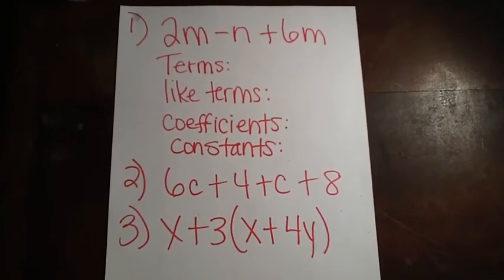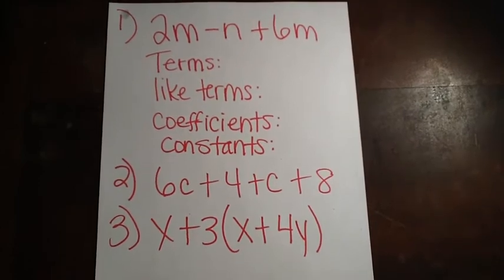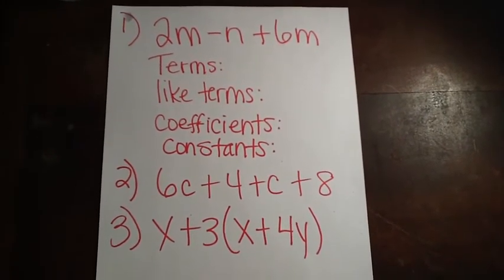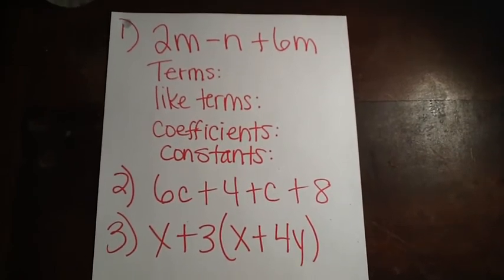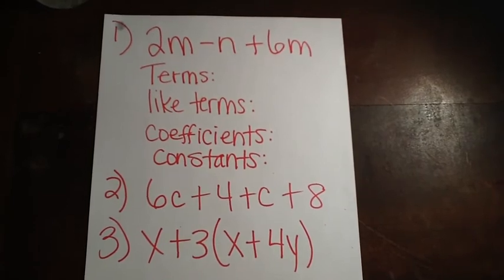So simplify 6c plus 4 plus c plus 8. And you're also going to simplify number 3. So you're going to simplify x plus 3 times x plus 4y. Go ahead and get it in the simplest form possible.